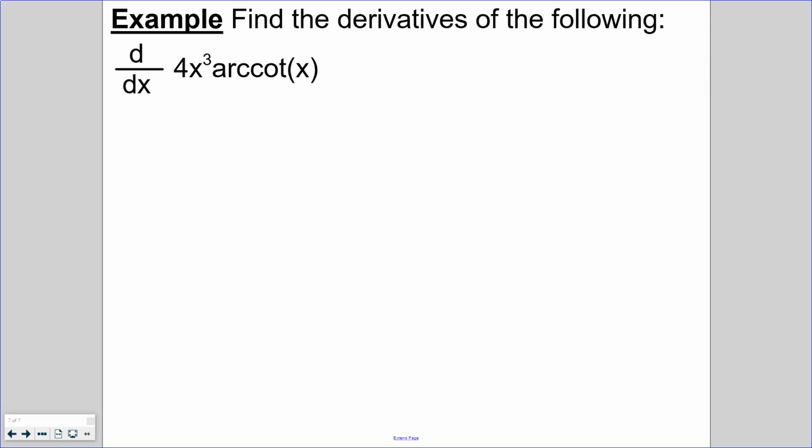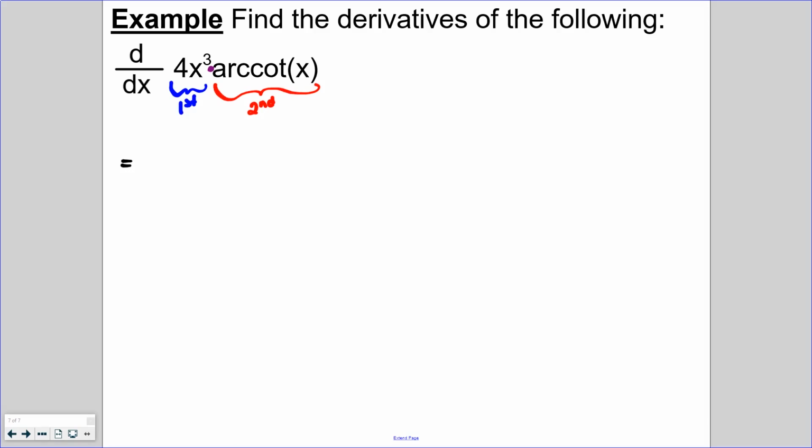And finally, our last example, we want to take the derivative of 4x cubed times arccotangent of x. And oh boy, this one's going to be so much fun because we have to use the product rule, because we have 4x cubed times arccotangent of x. So therefore, the 4x cubed is going to be our first function, and the arccotangent of x is going to be our second function.